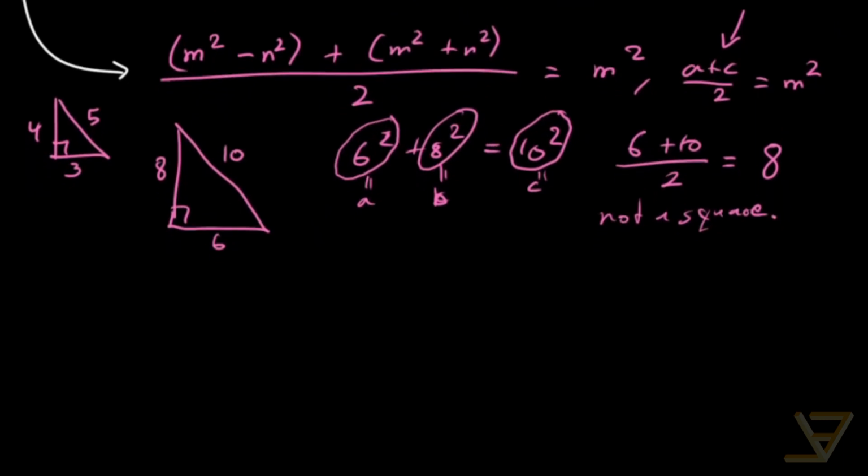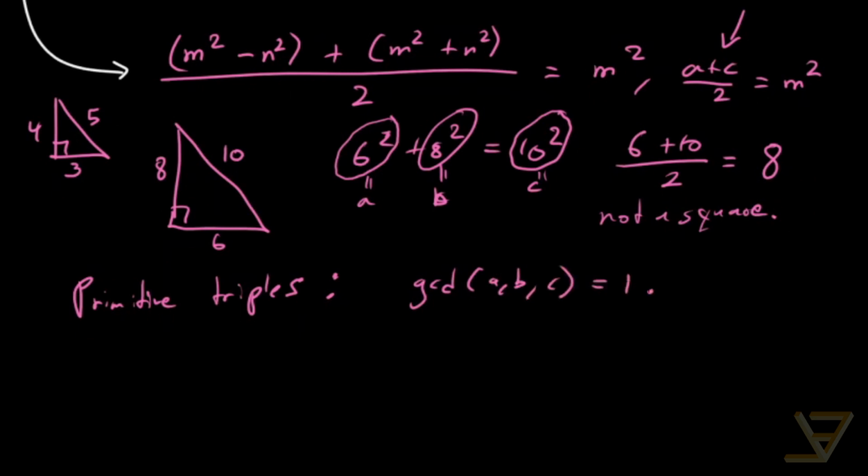Now, the question is, how can we parametrize all possible Pythagorean triples? What we can do is look at primitive triples. The primitive triples are those triples such that GCD of A, B, and C is equal to 1. In this case, 3, 4, 5 is a primitive triple, but 6, 8, 10 is not a primitive triple since the GCD of that is equal to 2.